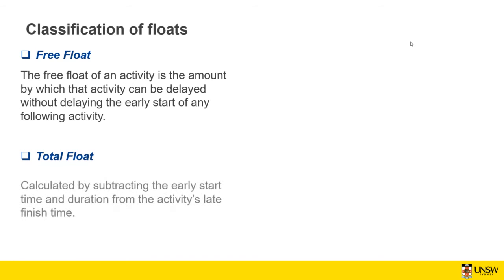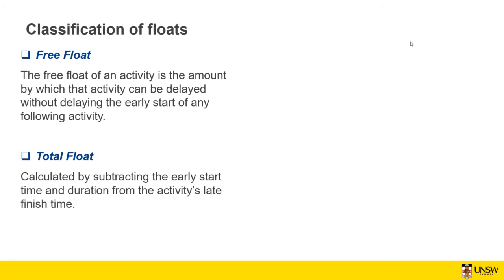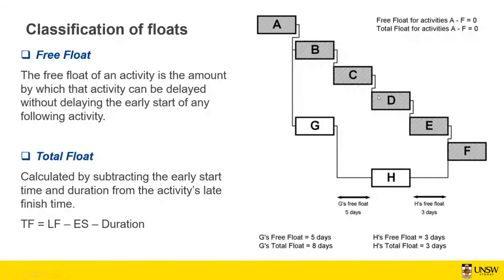We also got the total float. Total float is calculated by subtracting the earliest start time and duration from the activity's late finish time. It's a bit complicated, so let me explain it in this figure. You got two paths, one path from A to F. As you can see, all the activities need to start after finishing of another activity, so there is not much room or free float.